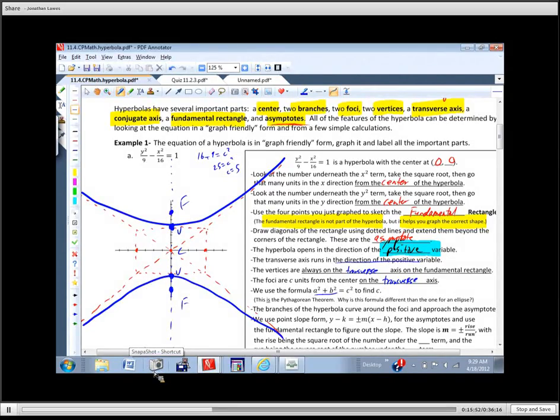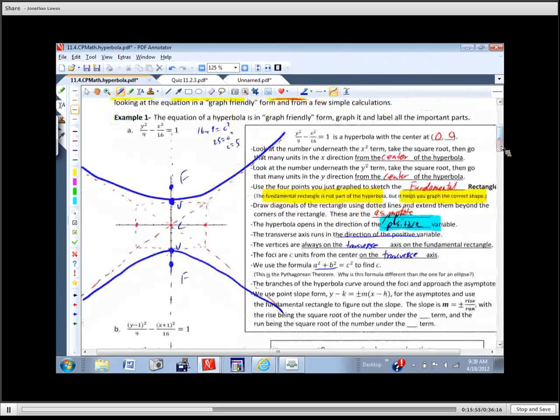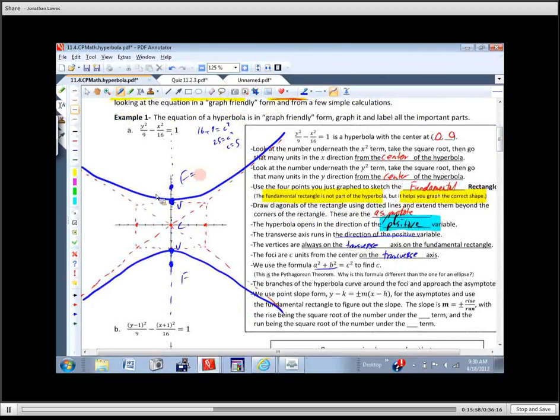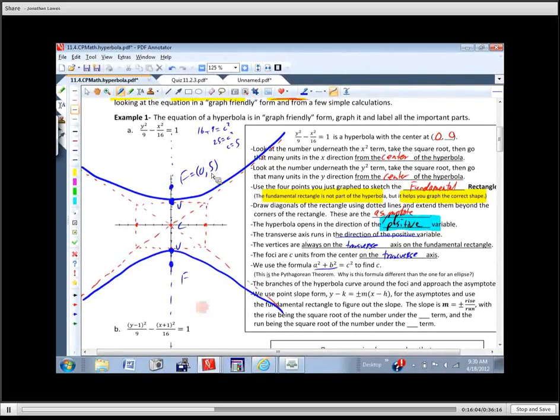So at this point, let's go ahead and fine-tune this and label these points. The focus would be at, I didn't go right or left, so that's 0 comma something. How far did I go up from the center? I went 5. So this would be 0 comma 5. That would make this one 0 comma negative 5. Remember the center was 0, 0. This vertex is 0 comma 3, and this vertex is 0 comma negative 3. We doing all right? Not too bad. It's kind of like an ellipse that opens out, right?